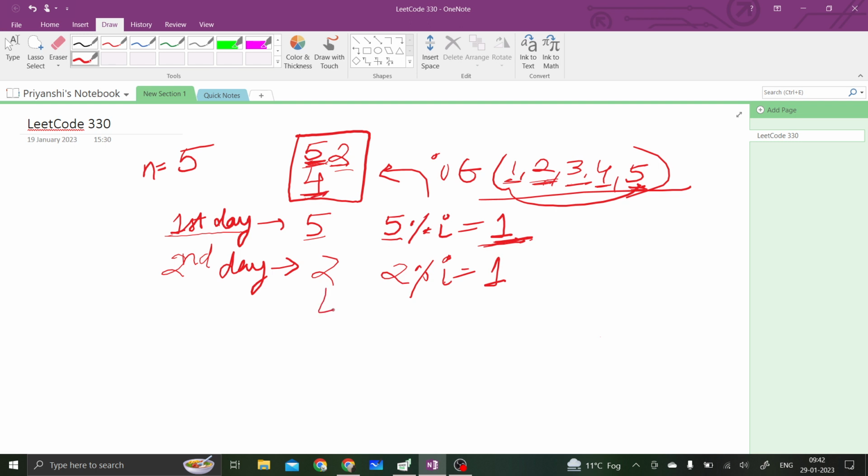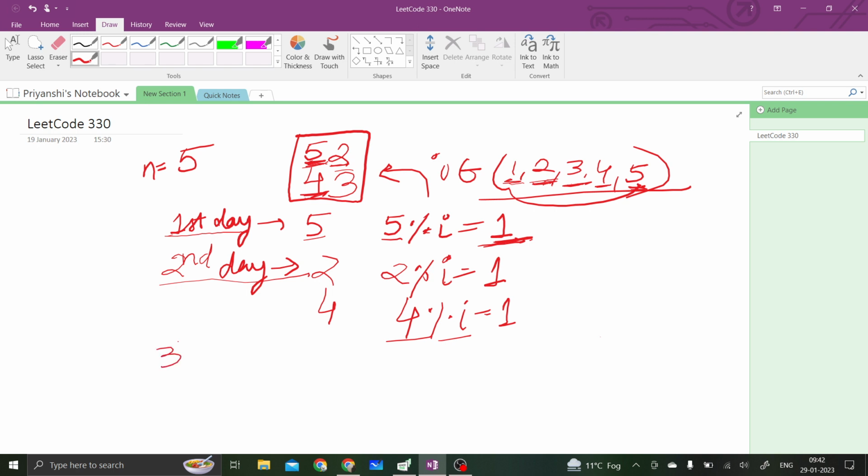Then we'll check for 4. If we check 4 modulo i equal to 1, for 1 it will not be possible. For 2 it is not possible, for 3 it is possible, so we'll place 3 on the board, since 4 modulo 3 is 1. So this is for the second day.